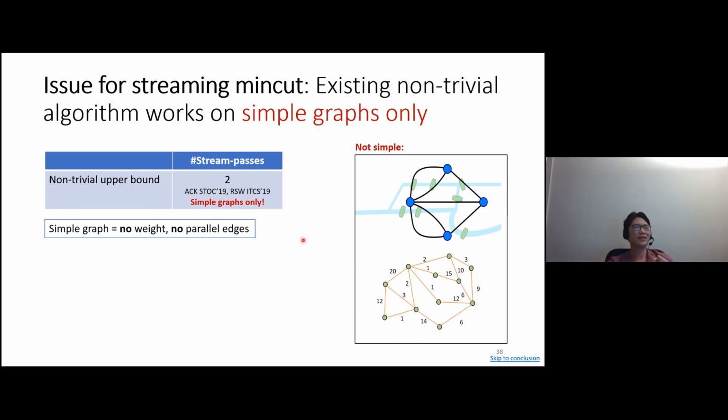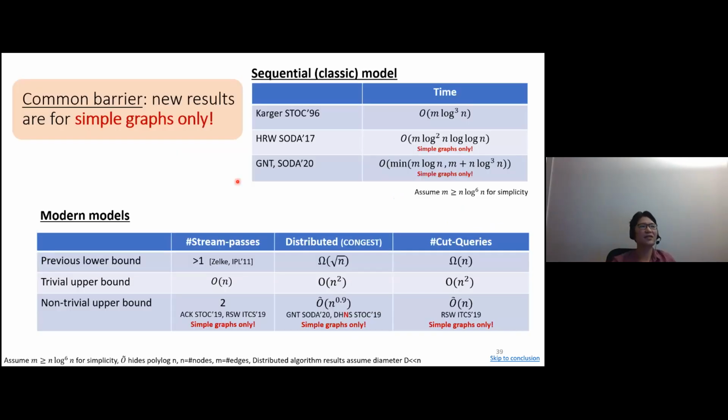The existing algorithms, we have pretty good algorithms that just require two passes, and they were discovered just a few years ago. But as I said, they don't work on non-simple graphs. And actually, this is a common barrier in many settings, not just streaming algorithms. There have been quite a few developments in the past few years, but the problem is that the new results that we have seen in the past few years work for simple graphs only.